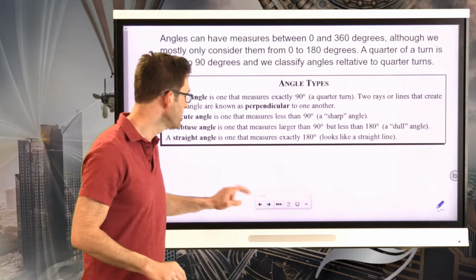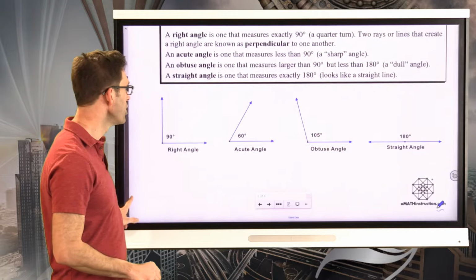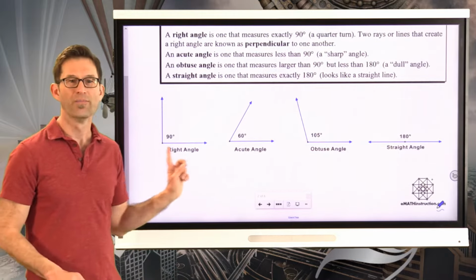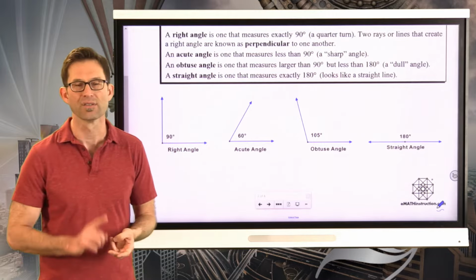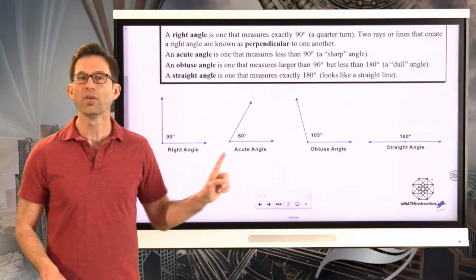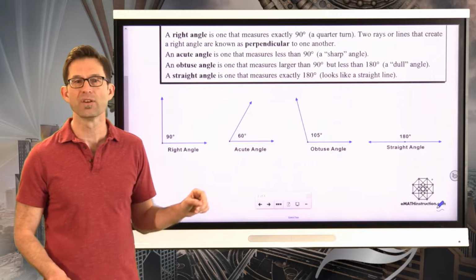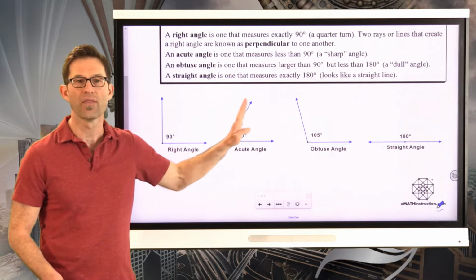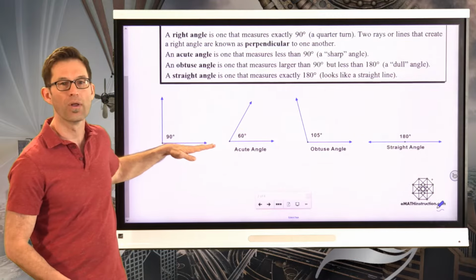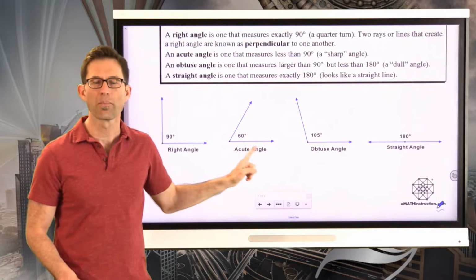Now we can have a nice picture of these. Let me bring this up a little bit so you can see it. A right angle, those are extremely important. They show up in things like rectangles and squares. Then you've got an acute angle. This one measures 60 degrees. And again, you can tell that it would take less to rotate that ray into that one than it would that one into that one. And it's a sharper angle.